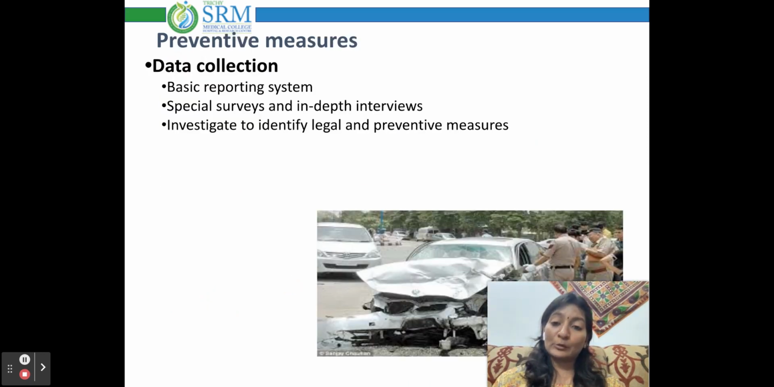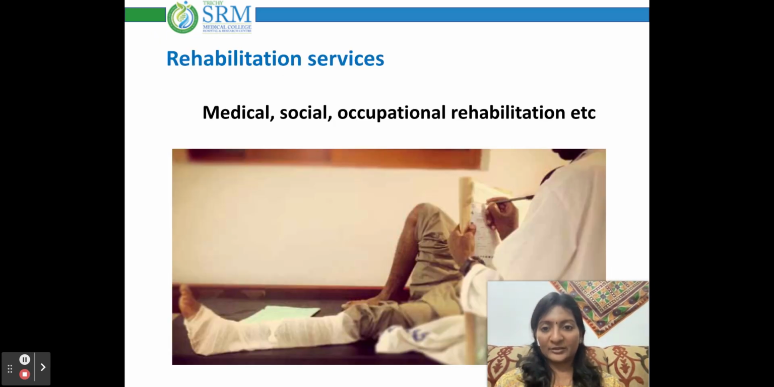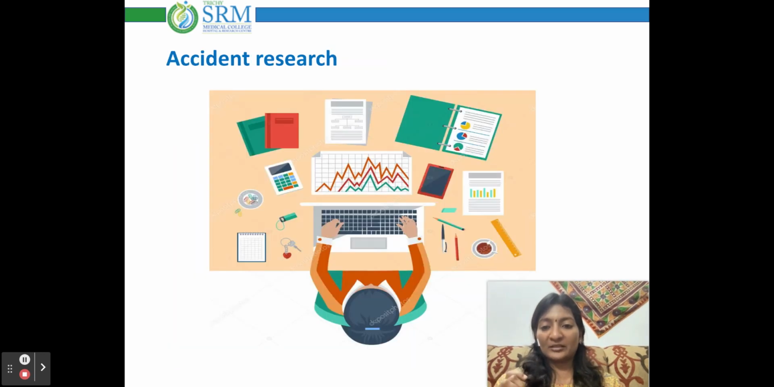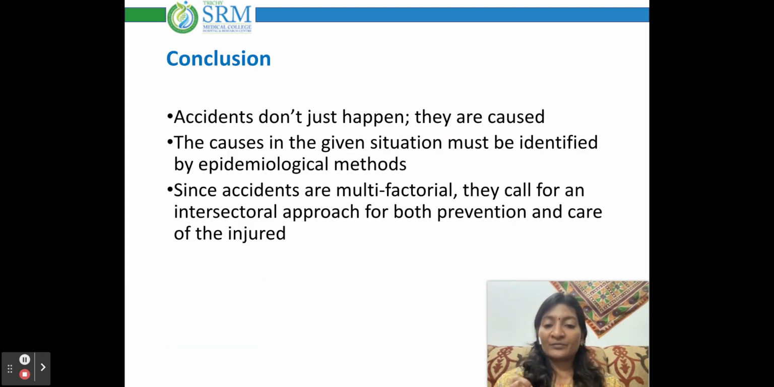Then the various preventive measures include, first, we need to have the basic data on the RTA. So first we need a basic reporting system, special surveys and in-depth interviews, investigation to identify legal and preventive measures, and rehabilitation services and accident research.